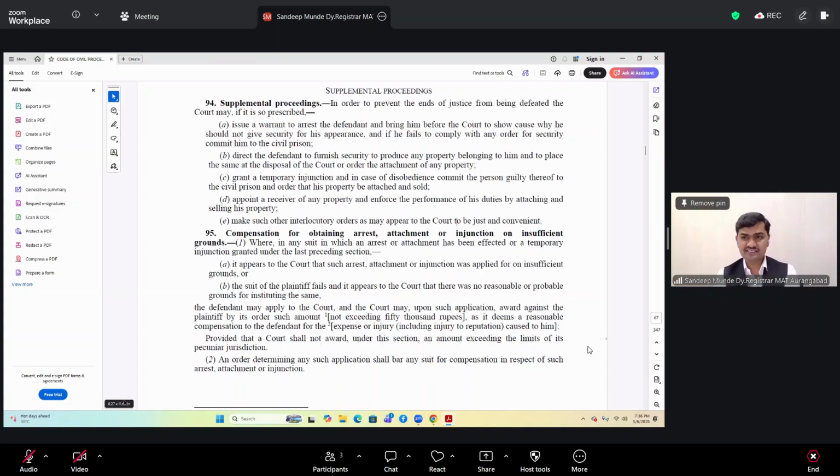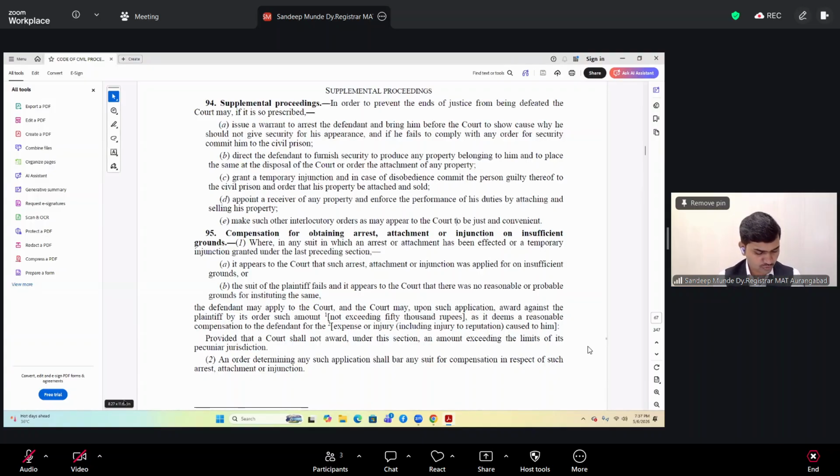Order 33, suit by an indigent person. A person who is not holding property worth rupees 1,000 can be an indigent person. He is required to file an application before the court of law. On which grounds the court may allow the application, and the court may reject the application. What is the consequence of rejection? If the application has been admitted, it will be treated as a plaint and it will proceed like an ordinary suit.